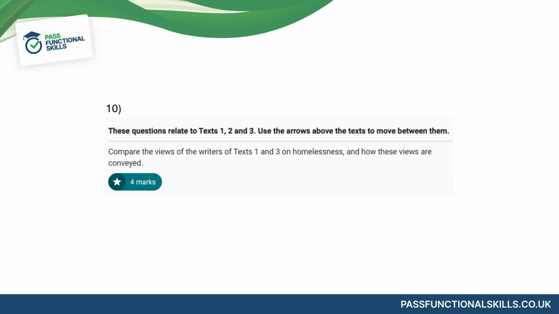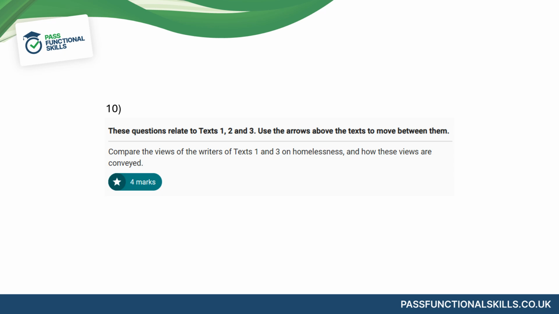So they'll either only focus on the views or they'll only focus on how the views are conveyed. And if you do that, then you're guaranteeing that you can't get more than 2 marks for the question. So it's really important to answer the full question. So let's break down this question and think about where we're going to get our marks from.